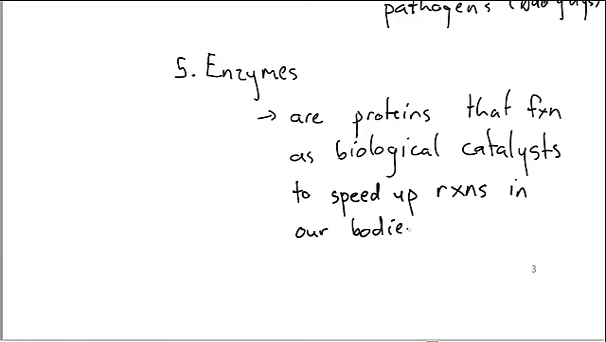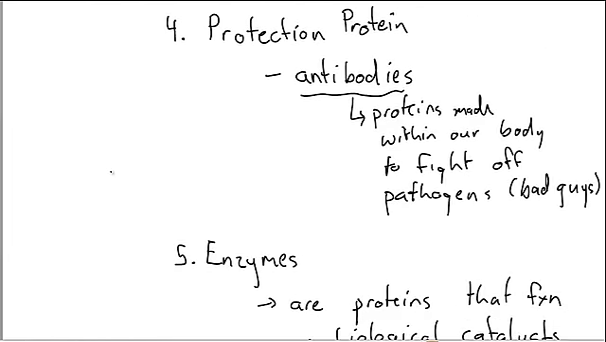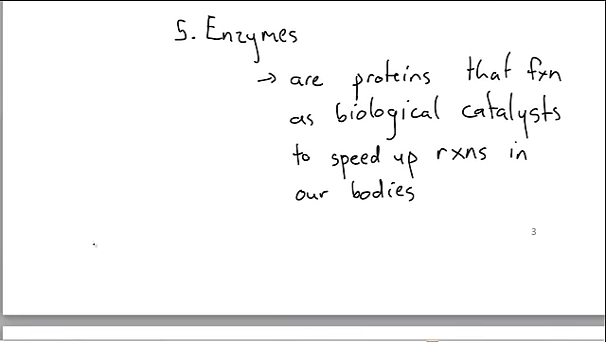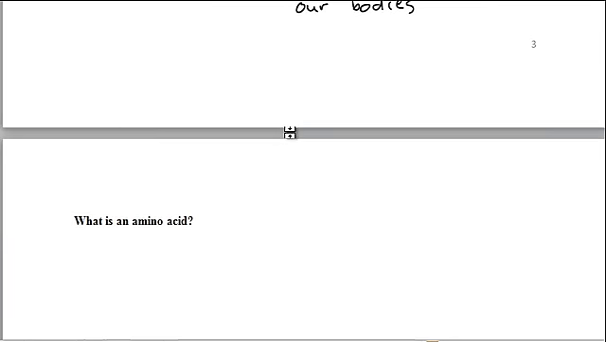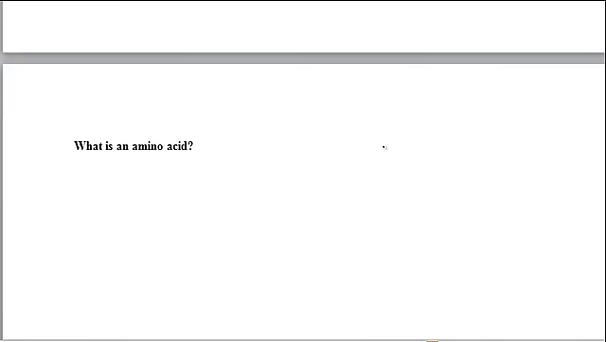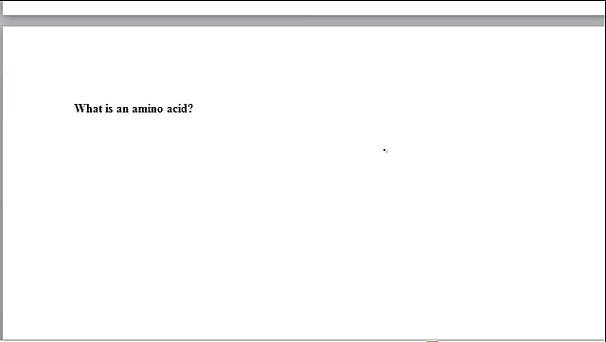And because proteins have so many important functions in our body, it's really important that we understand how they work and how they fail to work. So, we said above that proteins are made up of chains of amino acids. So if we're going to understand what a protein is, we have to know what an amino acid is.